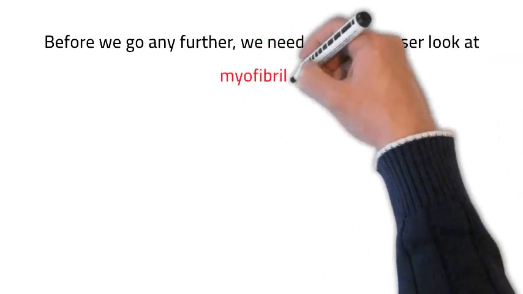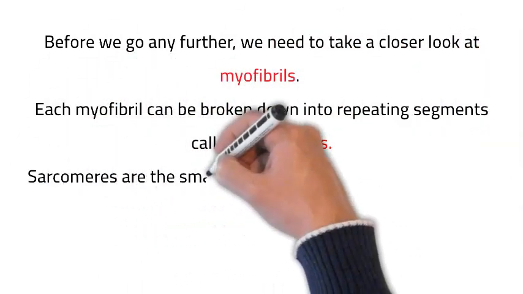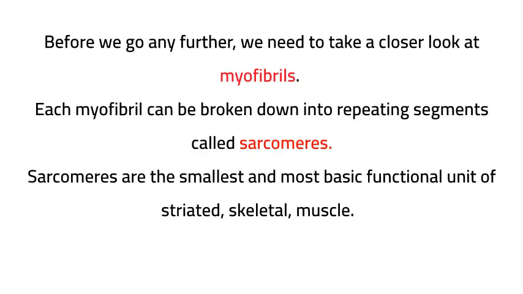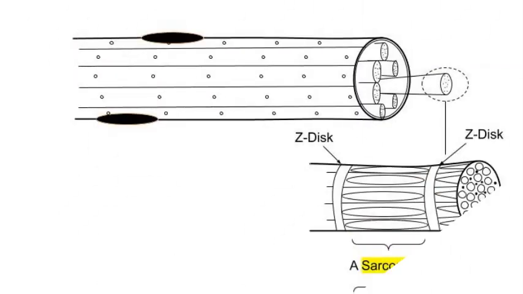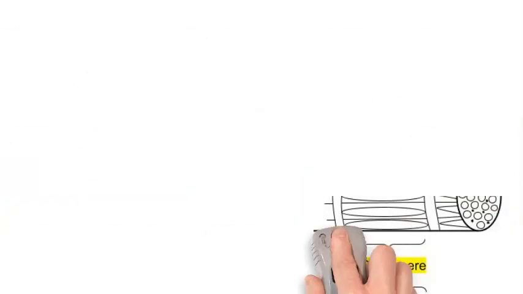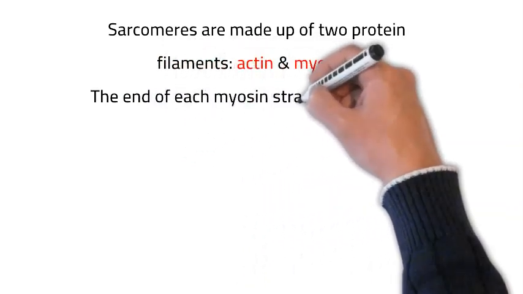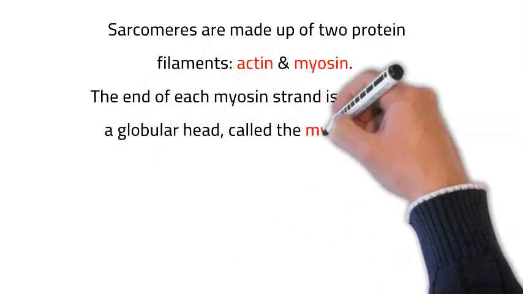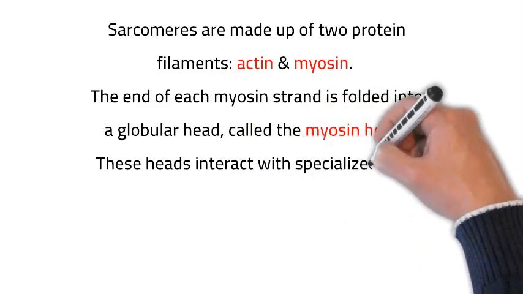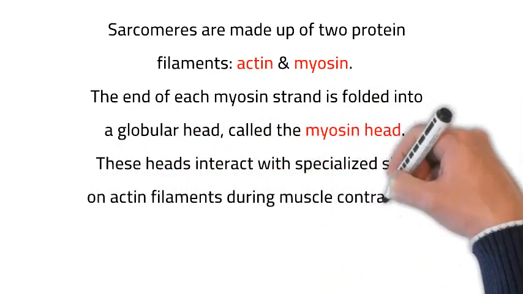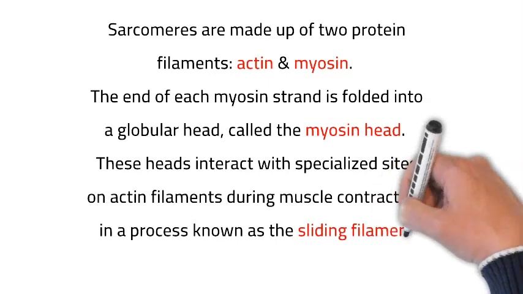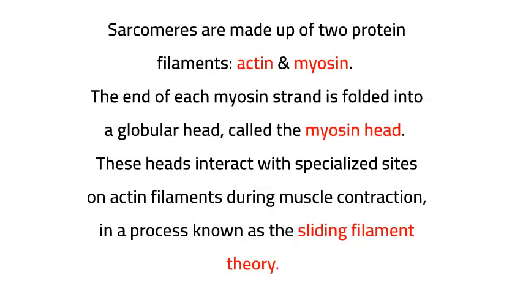Now, before we go any further, we need to take a closer look at myofibrils. Each myofibril can be broken down into repeating segments called sarcomeres. Sarcomeres are the most basic functional unit of striated skeletal muscle. Sarcomeres are made up of two protein filaments, actin and myosin. The end of each myosin strand is folded into a globular head called the myosin head. These heads interact with specialized sites on actin filaments during muscle contraction, in a process known as sliding filament theory.